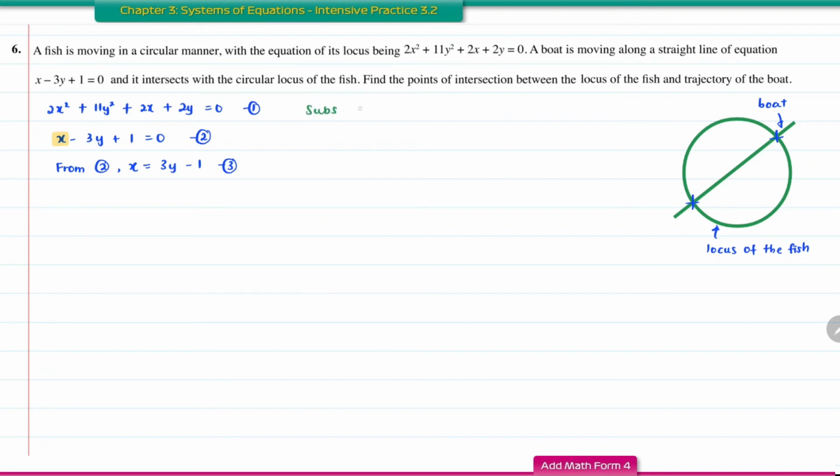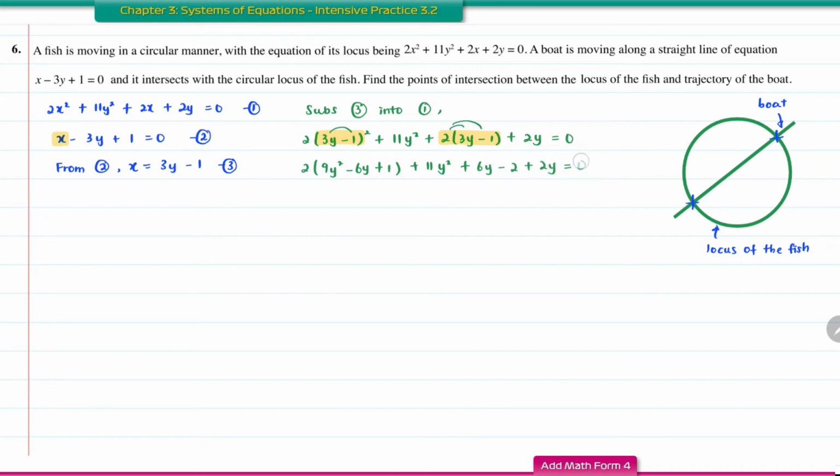So now I'm going to substitute equation 3 into equation 1. All right, so 2 brackets 3y minus 1 squared plus 2 brackets another x there. All right, so now we're going to expand these two. So 3y, when we square it, you're going to have 9y squared. So 3y multiplied by negative 1 is negative 3y, double it, negative 6y, negative 1 squared, plus 1. And for this one, you're going to have 6y minus 2 plus 2y equal to 0. So next, we're going to expand this part. So 18y squared minus 12y plus 2.